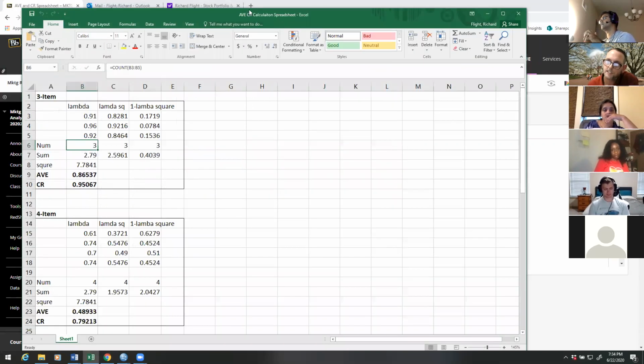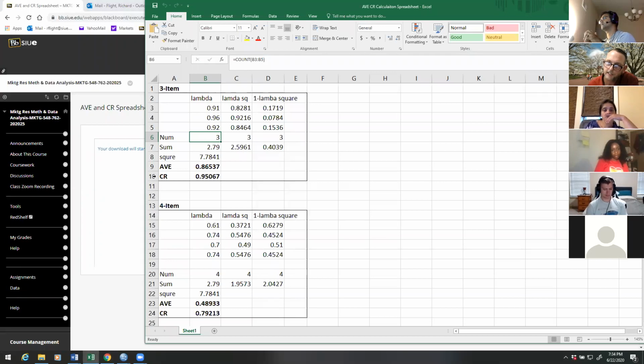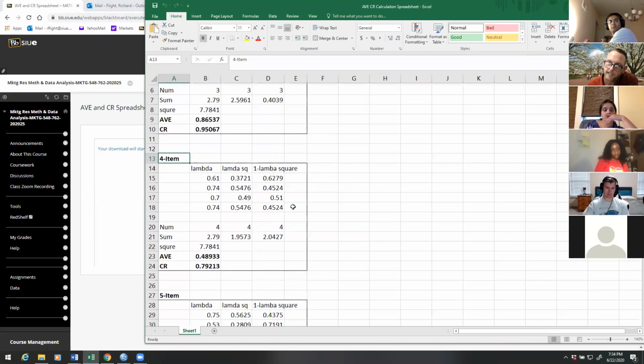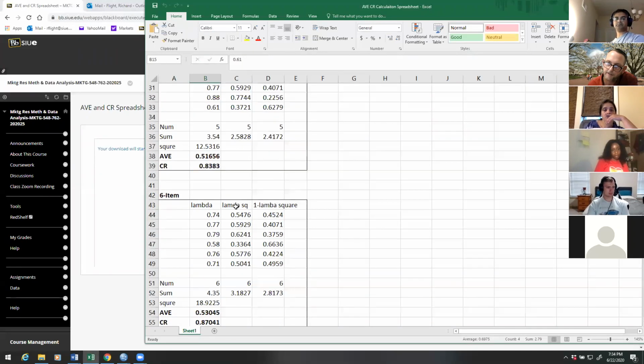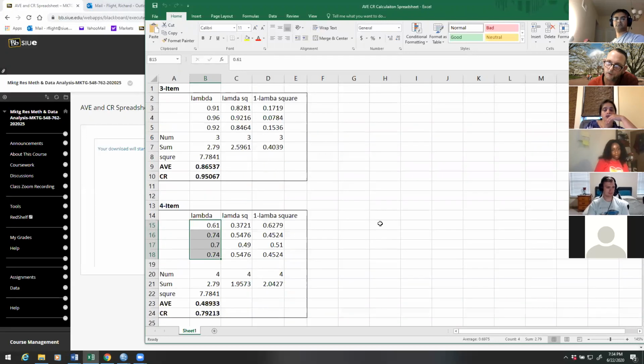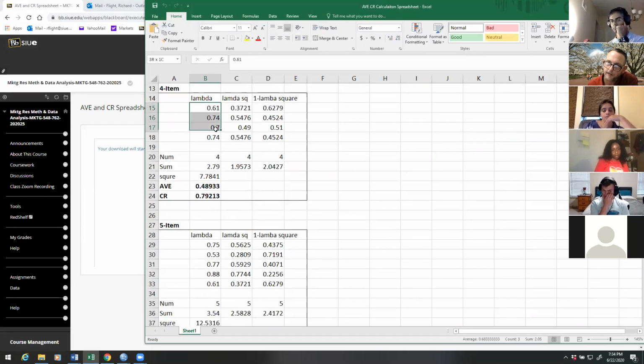The way this works is I've created a little area here. If you have a 3-item scale, you put your factor loadings in right there. If you have a 4-item scale, you put your factor loadings in right there, and so on. You can do bigger scales if you want, but we have 3 or 4-item scales. I think the tech ones were 4-item scales. So we put our factor loadings in there, and then it walks through the various steps of calculating what AVE and CR are.